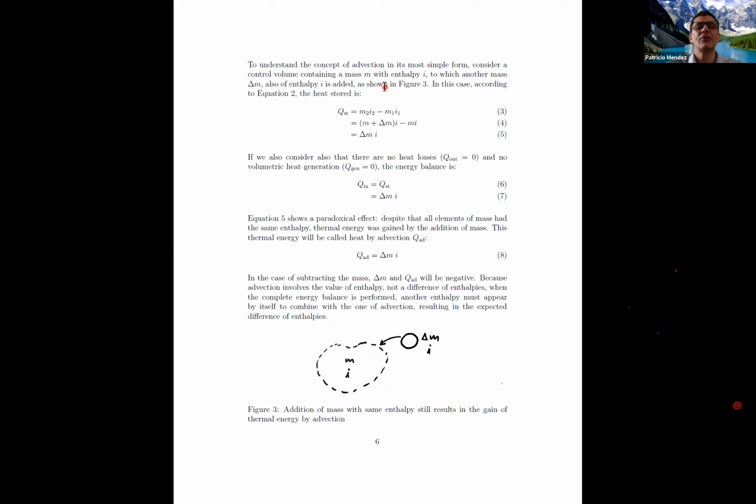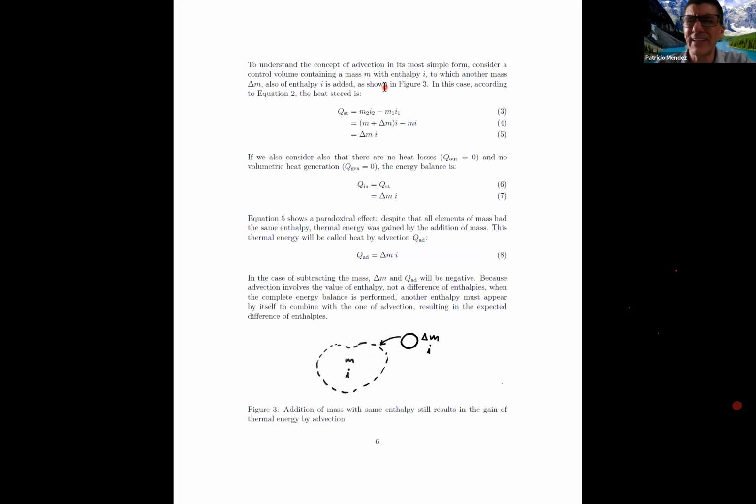Did it gain thermal energy? Yes, it gained thermal energy because now it has twice the amount of mass. So this amount of thermal energy that was gained just because we added mass, this is what is called advection. And it's a very, very important concept, which we will be using later on. To give you an idea, heat exchangers work on advection.